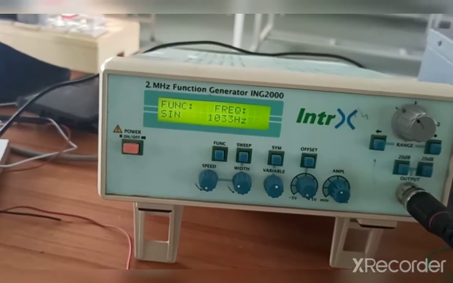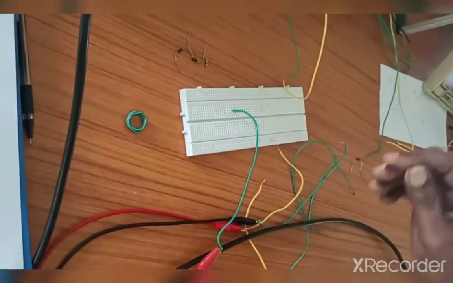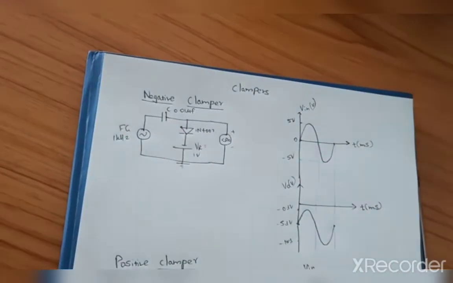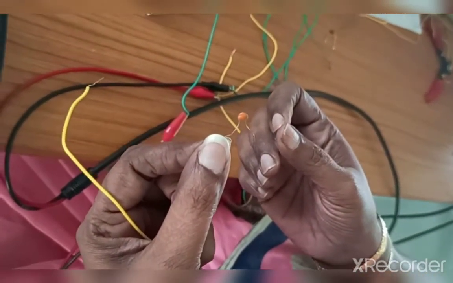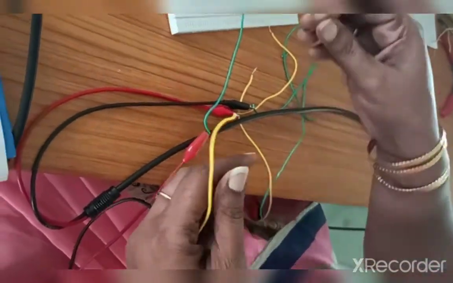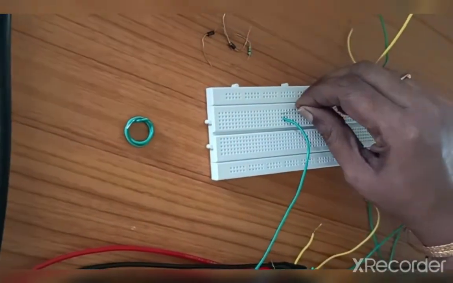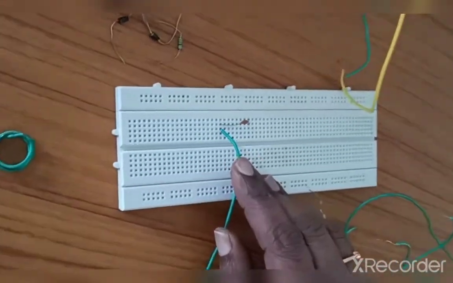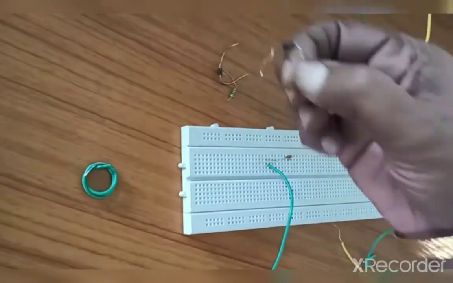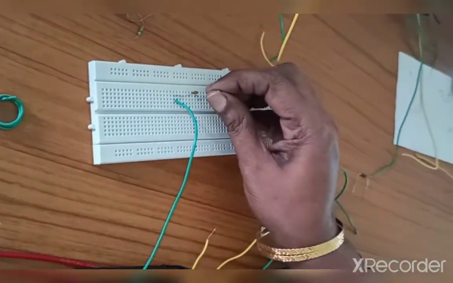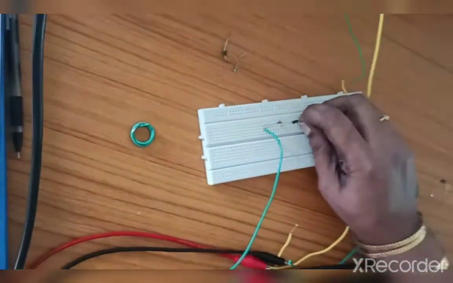The positive of the function generator I am going to connect here. From the positive of the function generator I am going to use a ceramic capacitor. In a ceramic capacitor there is no positive or negative, so you can connect it however you want. One end of the capacitor I am connecting to the function generator positive. From the other end of the capacitor you connect the diode positive, and then the diode negative like this.